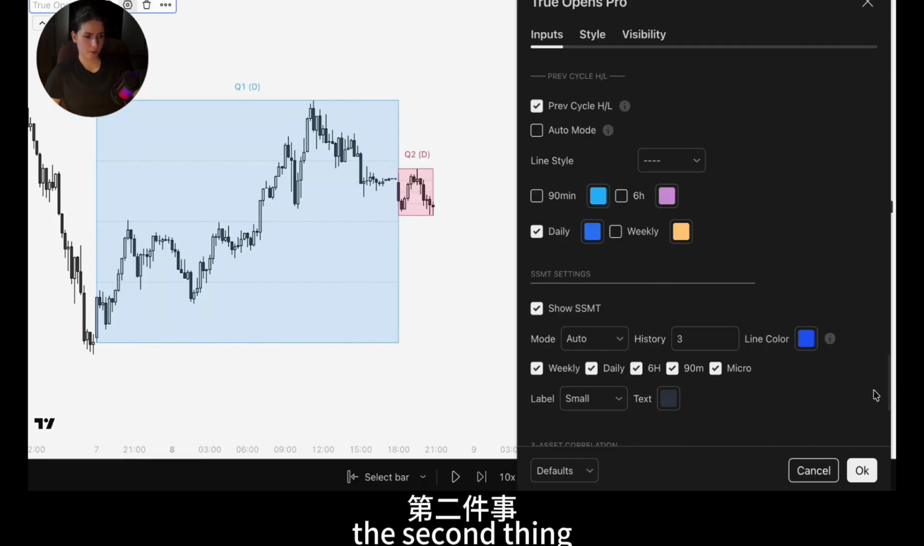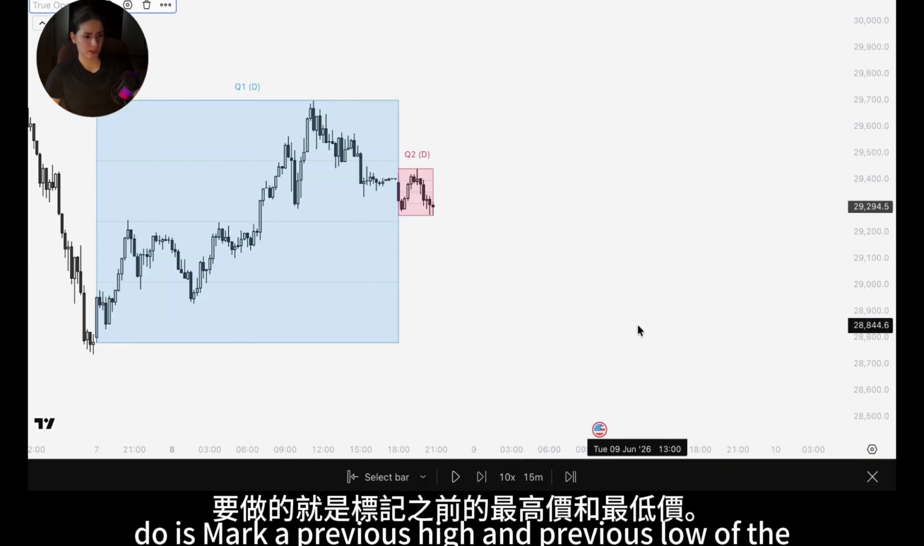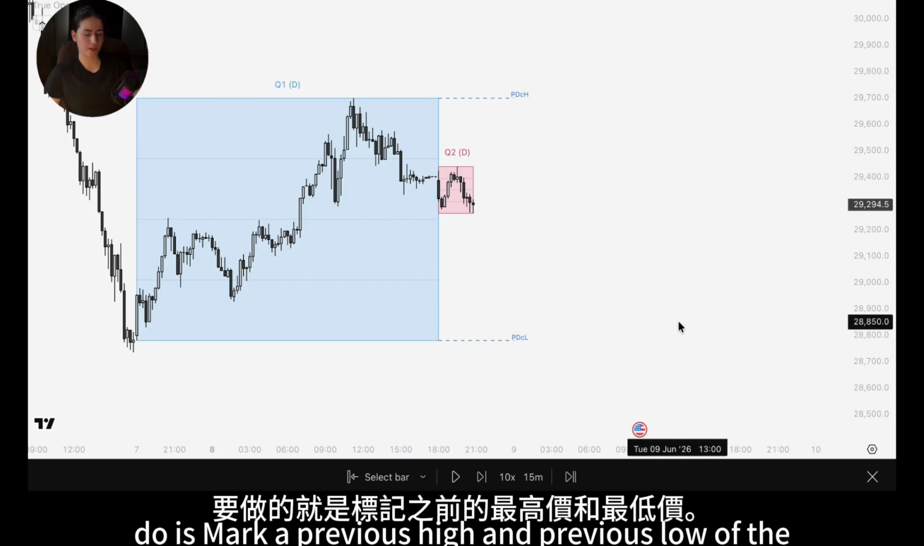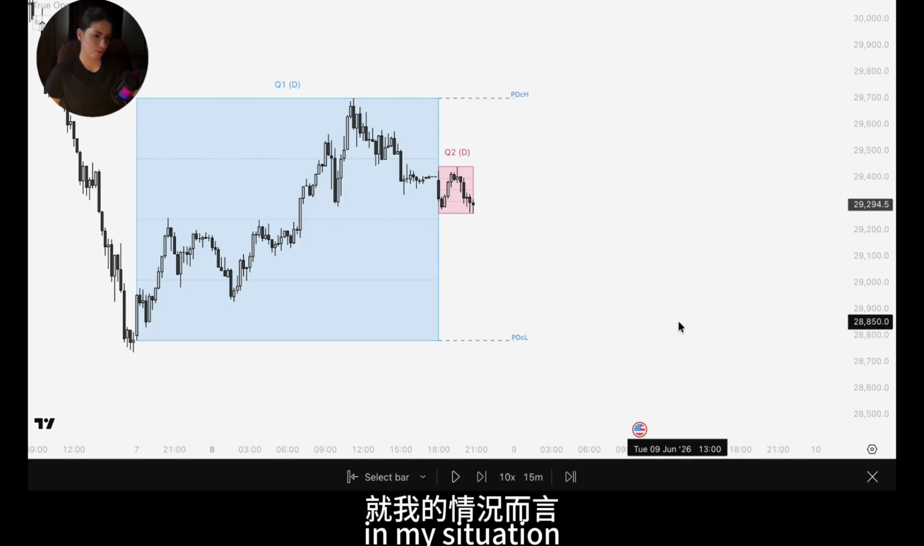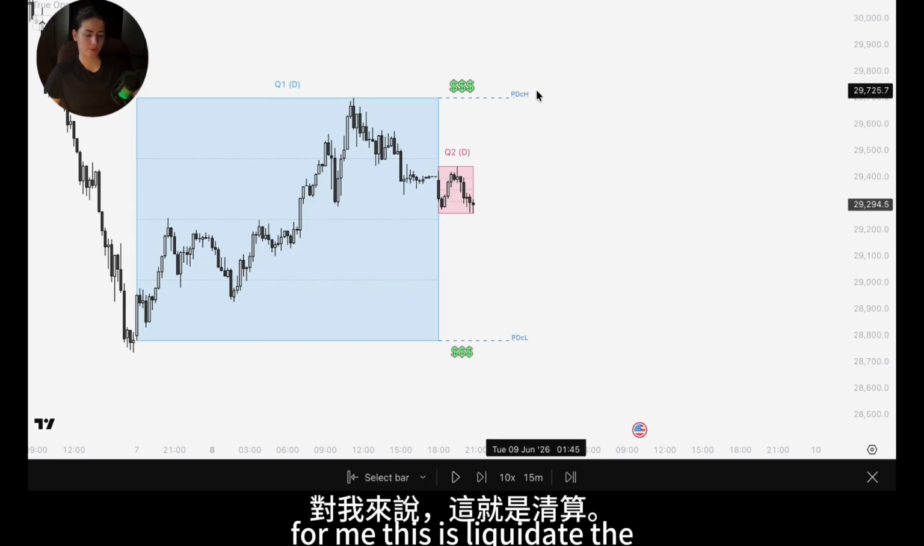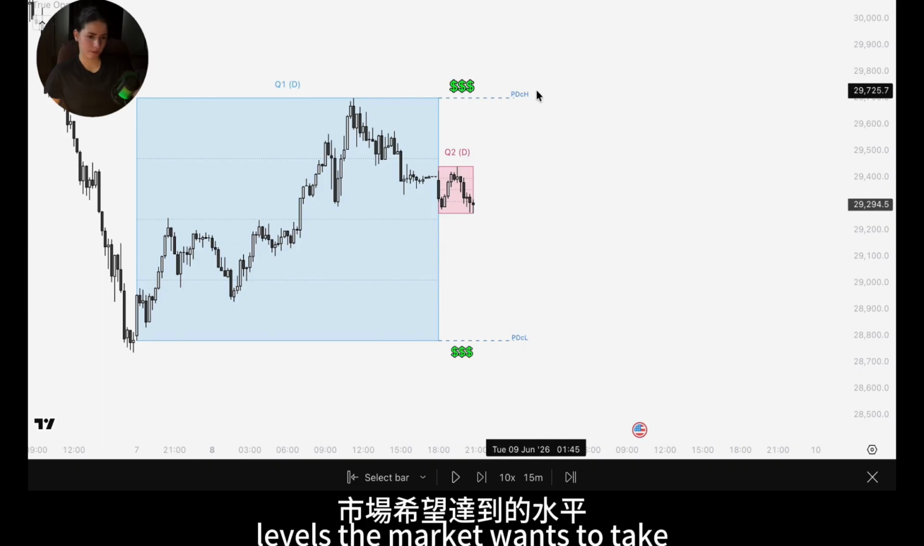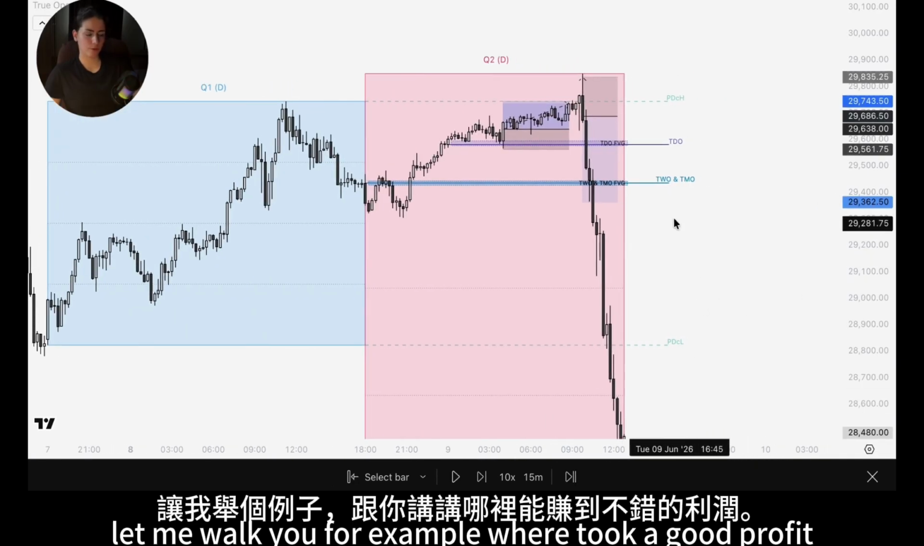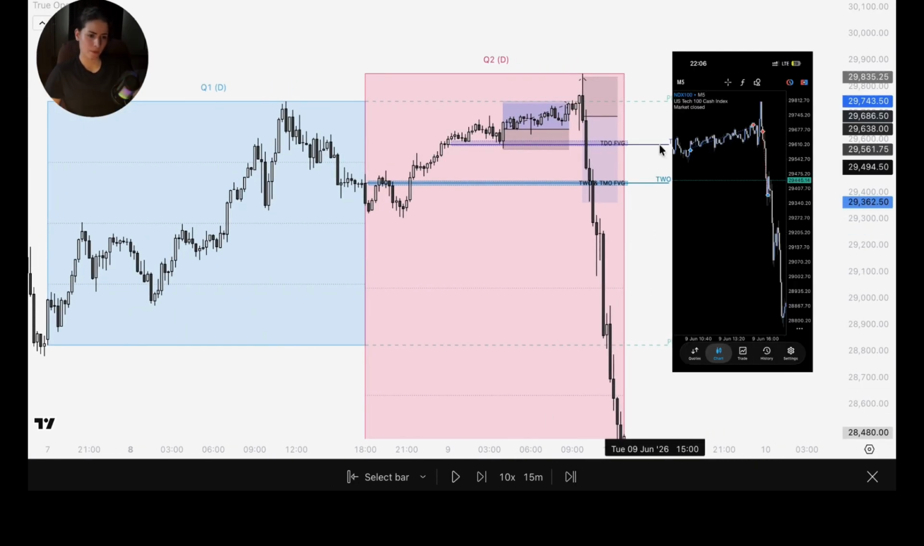The second thing I always do is mark the previous high and previous low of the high time frame cycle. In my situation, it's the previous daily cycle high and low. For me, this is liquidity, the levels the market wants to take. Let me walk you through an example where I took a good profit.